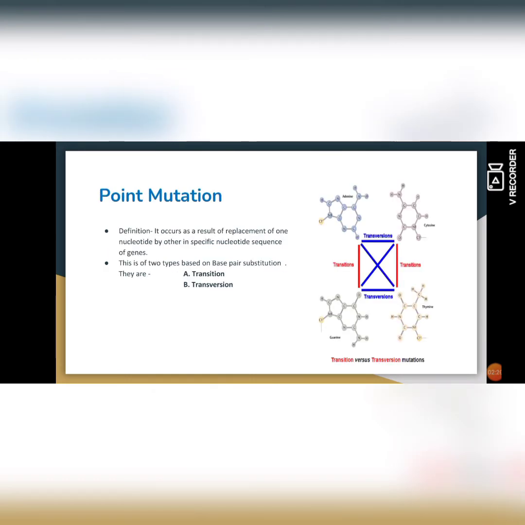Point mutation. It brings little phenotypic change as compared to frameshift mutation. It is of two types based on the base pair substitution. Transition, it is a point mutation that occurs by substitution of one purine with the other and one pyrimidine with the other. Transversion, it is a point mutation that occurs by substitution of purine by pyrimidine and vice versa, as you see in the figure.